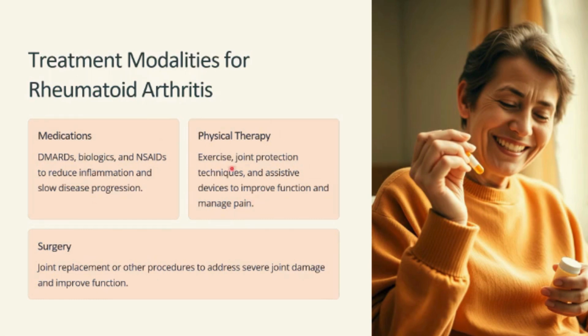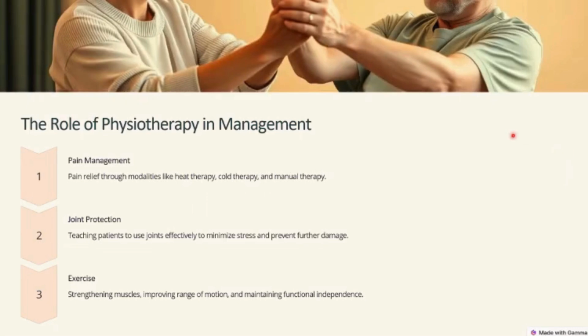Physiotherapy I'll be completing further. Exercise is really important in rheumatoid arthritis. And the very last option, if the deformity is not in control, surgery is the only option. So joint replacements or other procedures to address the severe joint damage and improve function. A very important part of this topic: the role of physiotherapy in management.